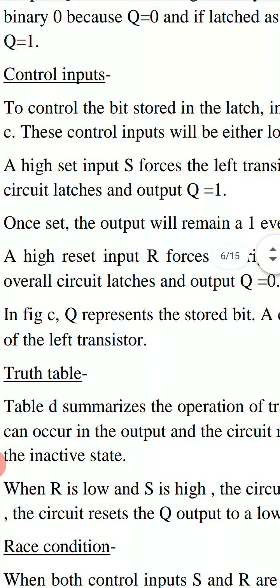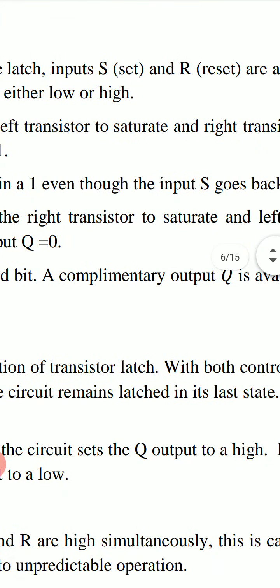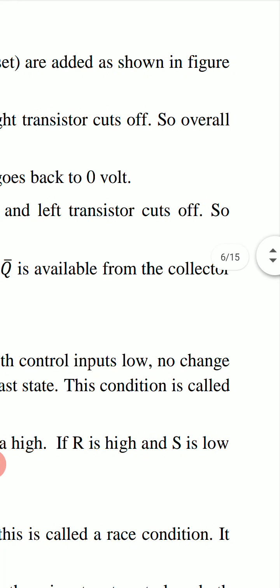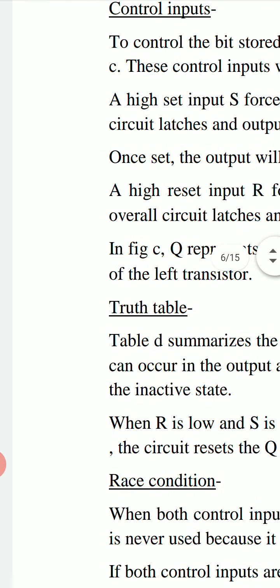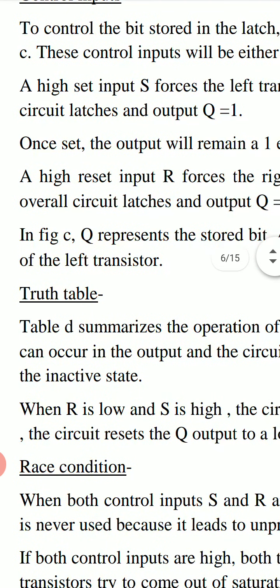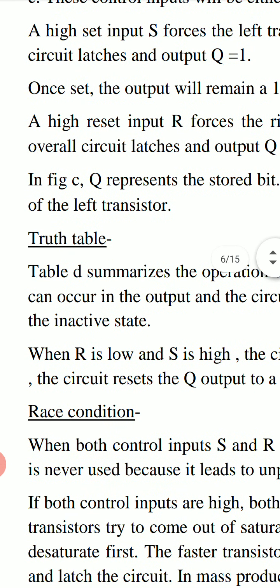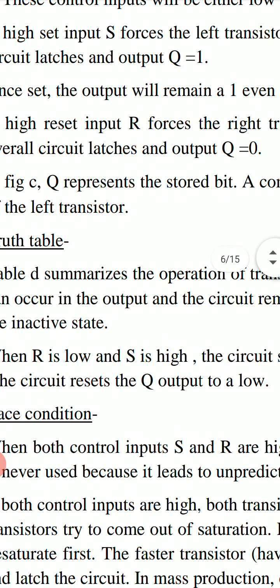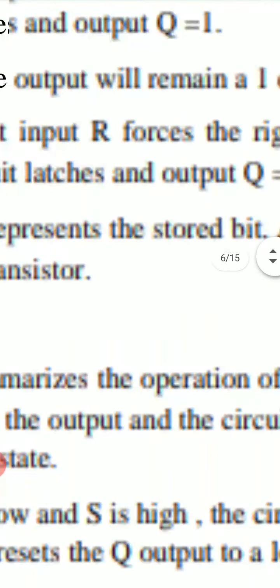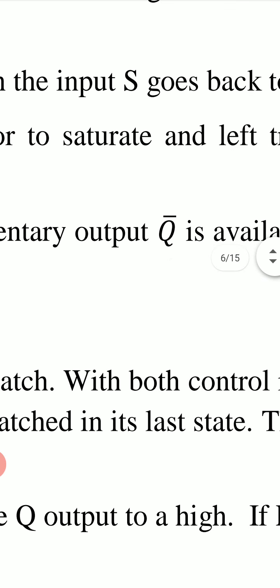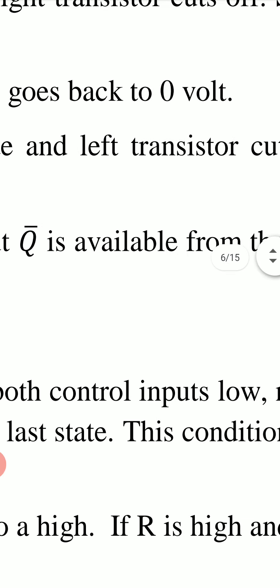A high set input S forces the left transistor to saturate and the right transistor to cut off, so the overall circuit latches and output Q equals 1. Once set, the output will remain a 1 even though the input S goes back to 0 volts.